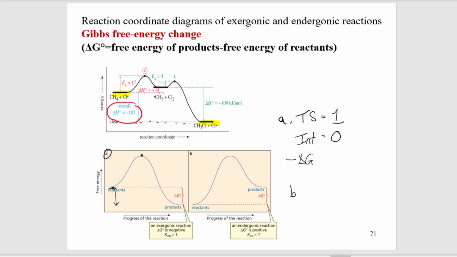Let's look at B. B also has 1 transition state. It also does not have any intermediates. And if you look at the delta G for this reaction from start to finish, I go up in energy. It is a positive delta G. The reaction is not favored and it is endergonic. So these are just 2 examples of energy diagrams and how you can read them.